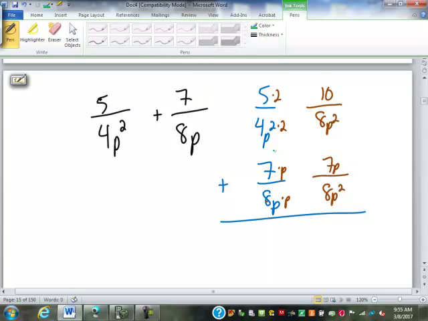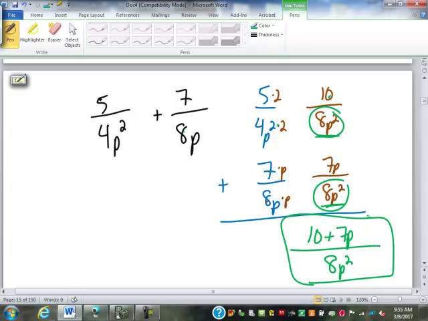So the first thing you had to find there was that common denominator, the 8p squared. So 4 and 8, the least common denominator is 8. For p, the highest power is squared. And this had to be times 2, turn the 4p squared into an 8p squared, and times p to turn the 8p into an 8p squared. Now that we have the same name, common denominator, we add the numerators. 10 plus 7p over 8p squared.